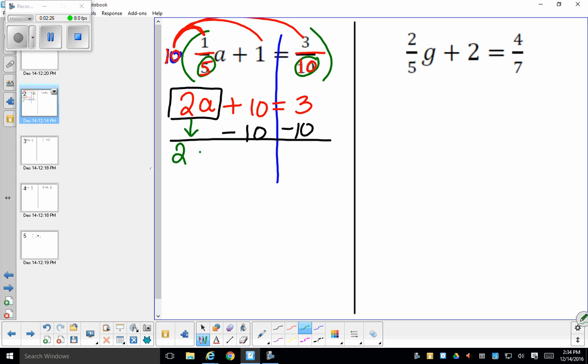So we have a 2a. At any point, if I'm going too fast, you just simply push pause to catch up in your writing. I'm just going to keep going, for the sake of it's a video. We have 0 coming out of this, and on the right-hand side, we have 3 take away 10 is -7.